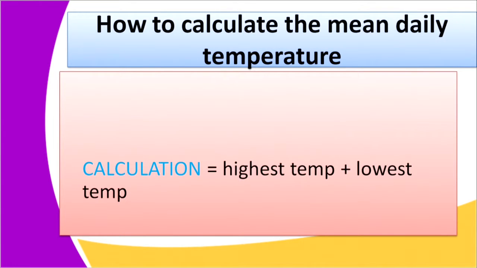How to calculate the mean daily temperature? For the calculation, you take the highest temperature plus the lowest temperature. Then you divide by the number of days, if you have been given a total number of days. If you have been given in form of months, you add the highest temperature and the lowest temperature, then divide.